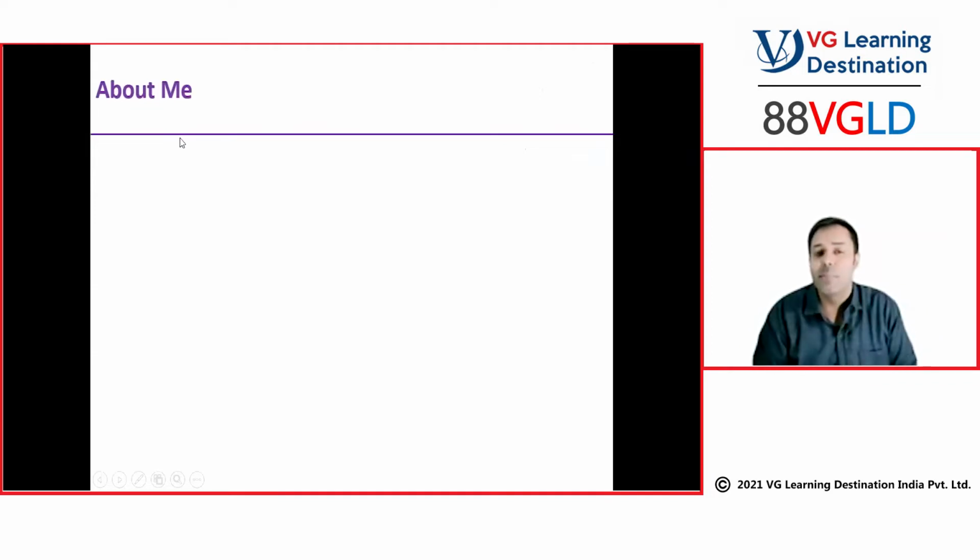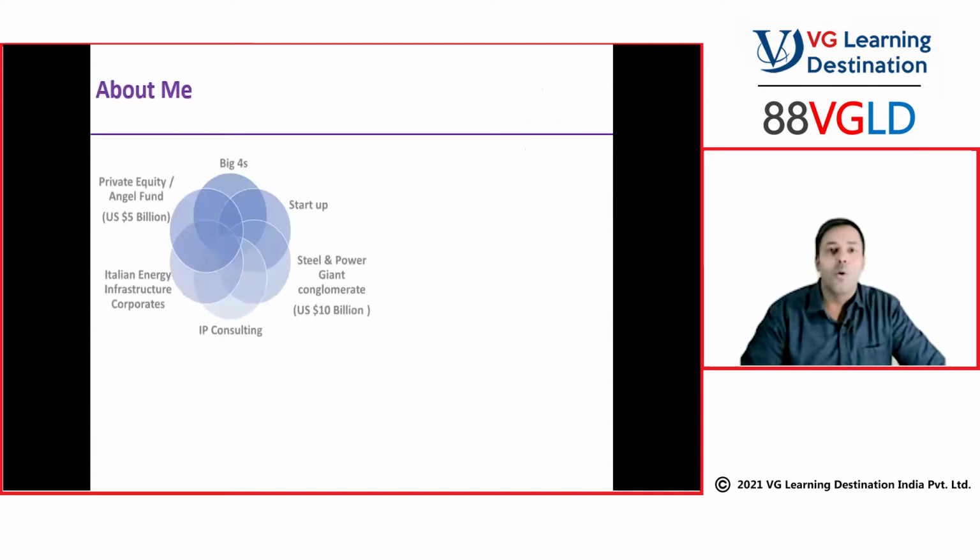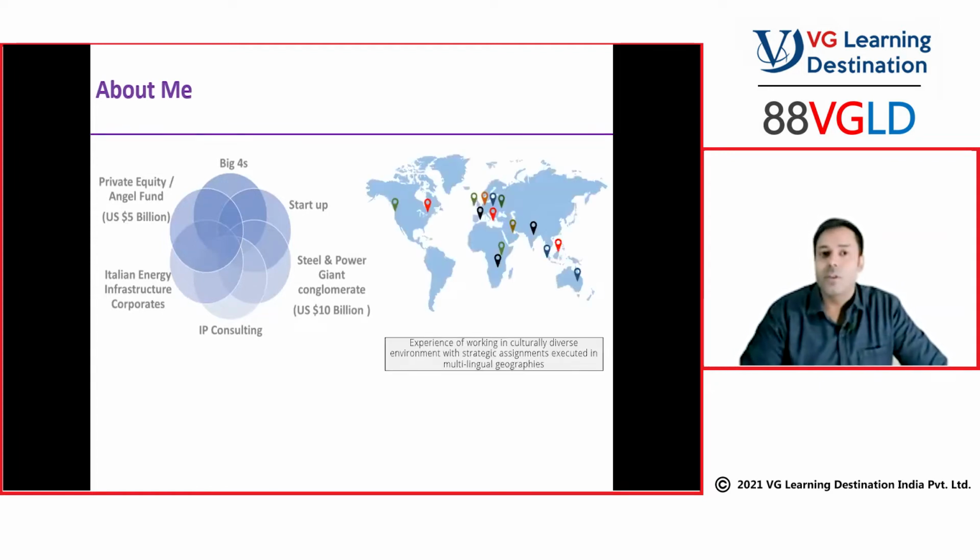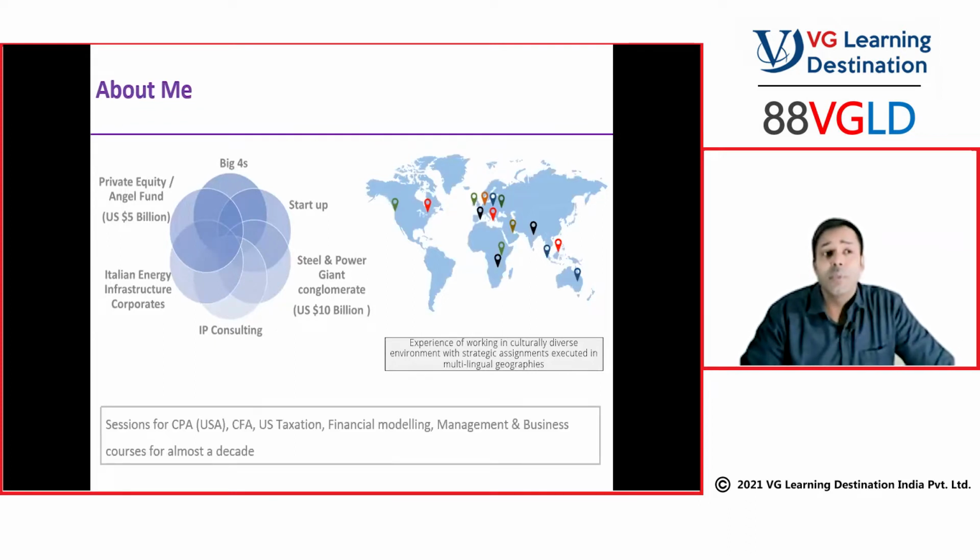Okay, so just to give a quick background about myself. Hi everyone, my name is Abhinav. I'm a qualified CA, CPA and MBA. I hold almost 14 years of experience working with various corporates, private equity, and consulting firms, and currently I'm working with an angel fund. I have experience executing various structured deals across the globe. Besides my corporate career, I've been very actively involved on the academic side too, taking sessions for the CPA, US CFA, enrolled agent, and various management and business courses.